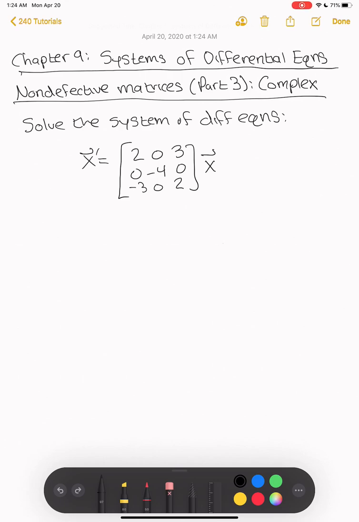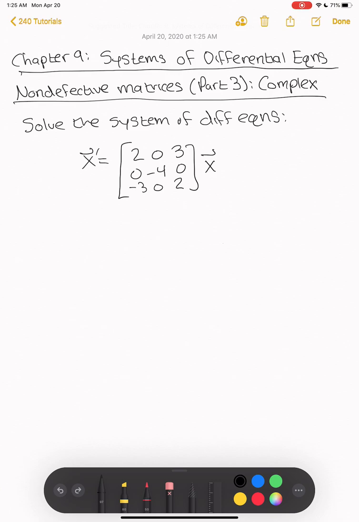Okay, so today we're going to talk about what happens when you have complex eigenvalues and eigenvectors that pop up when you're working with a system of differential equations. So we're still working with non-defective matrices, as you can see. We still like those, but we have complex roots of a polynomial, which are not going to be our best friend in this case.